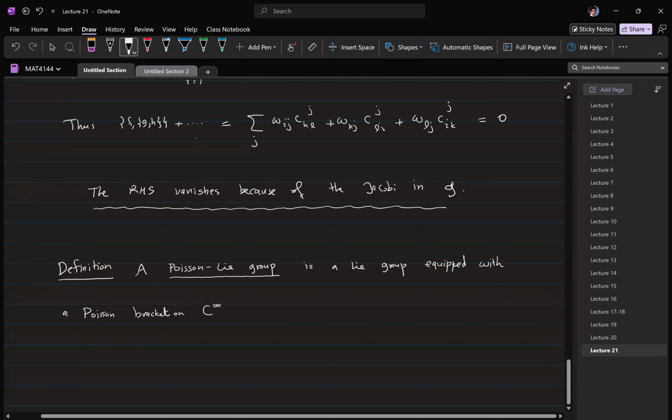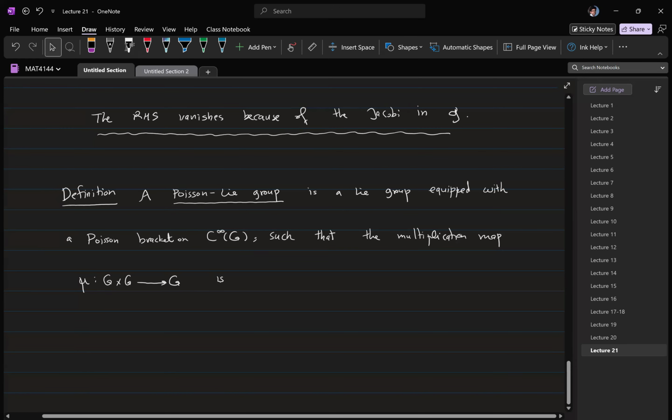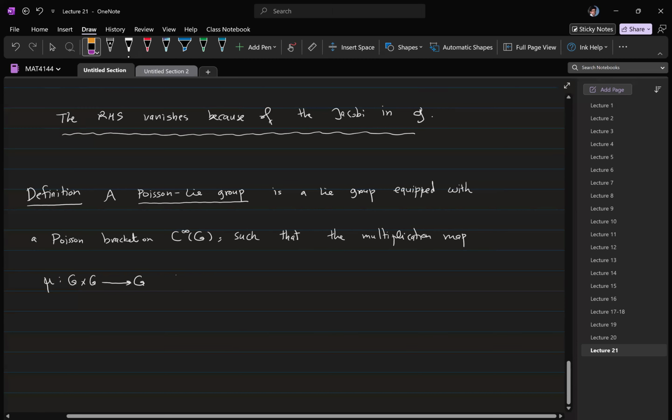On C infinity G, such that the Poisson structure is compatible with the group multiplication. So in other words, the multiplication map of the group is a Poisson map.